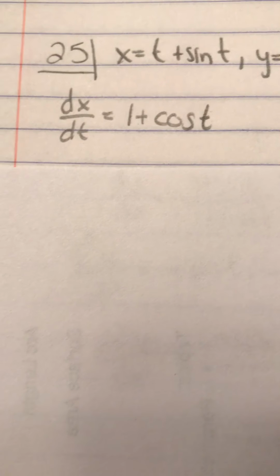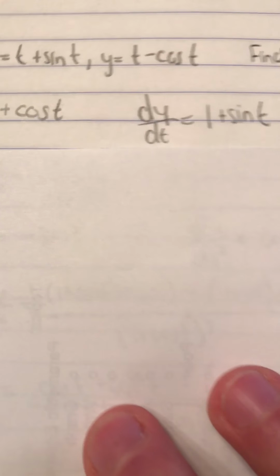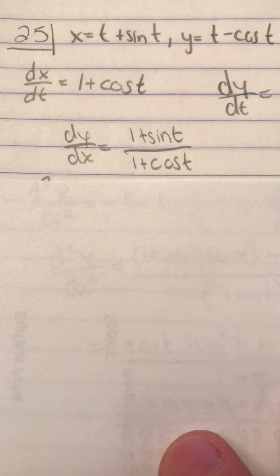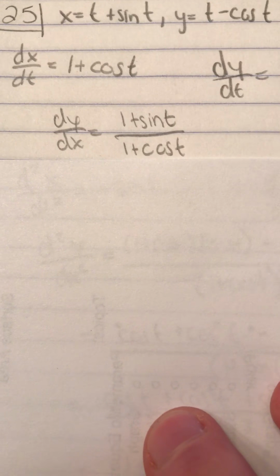So you got dx over dt equals 1 plus cosine t, which is pretty straightforward, as well as dy over dt, which is 1 plus sine t. And you take those two, and I'm going to solve for the first one, dy over dx, just because it's all right here. And you get that it's 1 plus sine t over 1 plus cosine t.